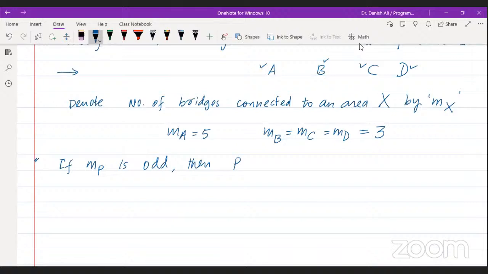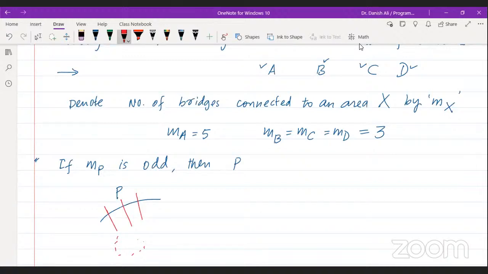How do you get this? For example, suppose this is an area P, and you have 3 bridges. Somebody goes out and comes back, and then goes somewhere else and comes back. How many times will the letter P be used? First, you come into P, and that is one time. Then you leave P, and then you have to enter again for the third bridge, which is the second time.